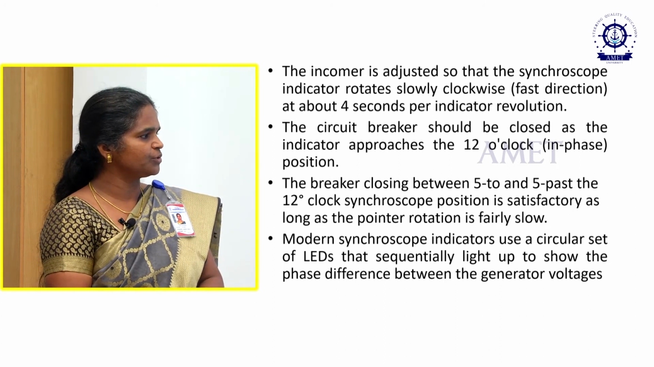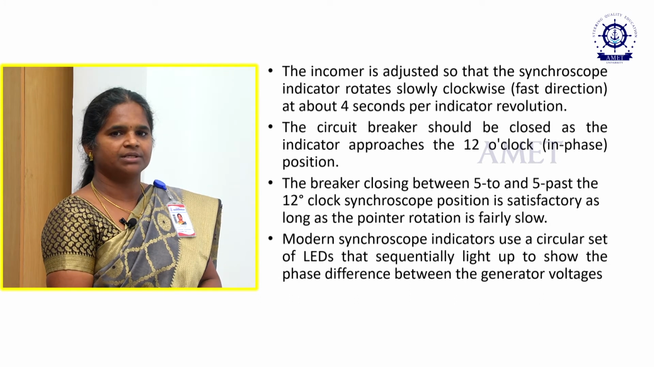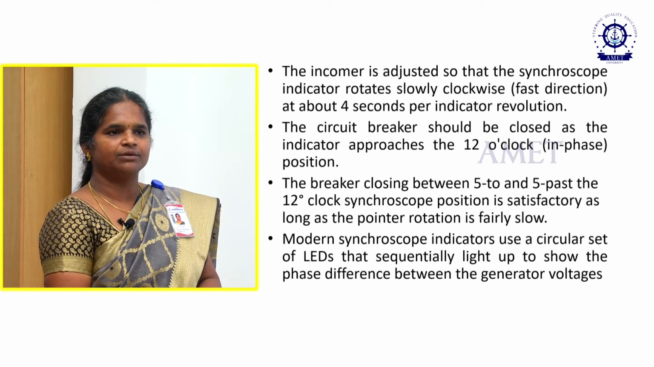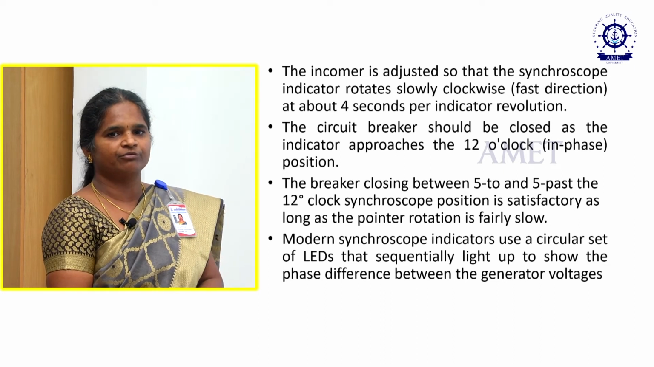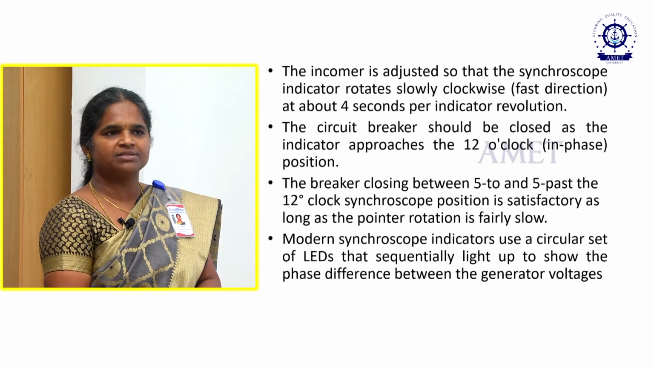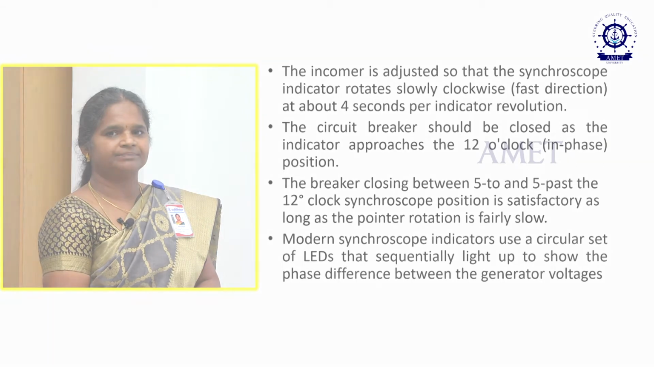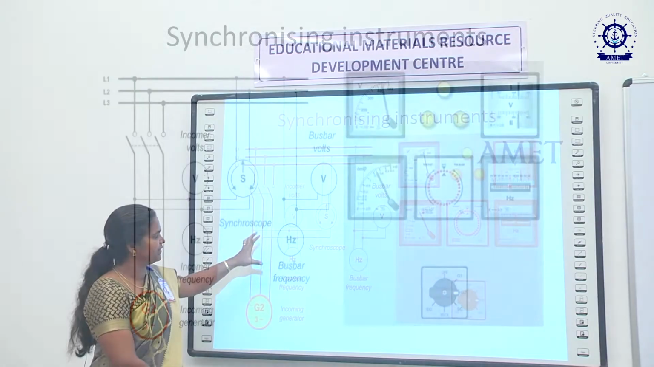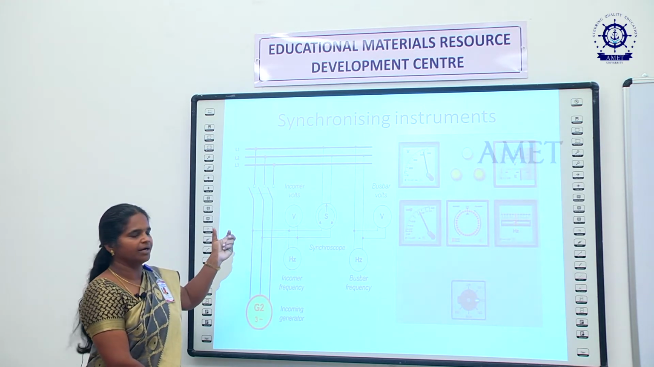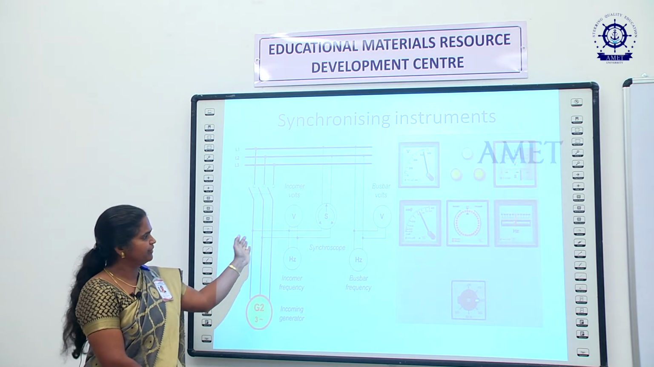Modern synchronoscope indicators use a circular set of LED lamps that sequentially light up to show the phase difference between the generator voltages. So, apart from the frequency and voltage, the phase difference is also very important. The phase sequence of both generators will also be checked with the help of a phase sequence meter. So, this is the synchronizing instrument. With the help of the synchronizing instrument we can check the parallel operation conditions, whether the voltages of both generators are equal and frequencies are equal.